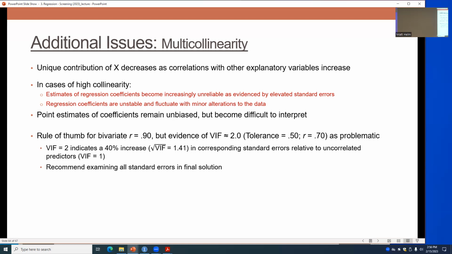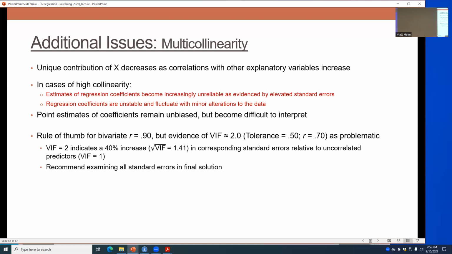Again, remember that our variance inflation factor gives us a metric of the extent to which our standard errors are inflated, right? A VIF of 2 gives me about a 40% increase in my corresponding standard errors, right? If I take the square root of 2, I get 1.41. It's about a 40% increase in the standard errors that I would expect compared to if I had a VIF of 1, no correlation in my predictors, right? So just think about using these metrics to give me a very literal idea of the impact that this is having on my standard errors, okay?